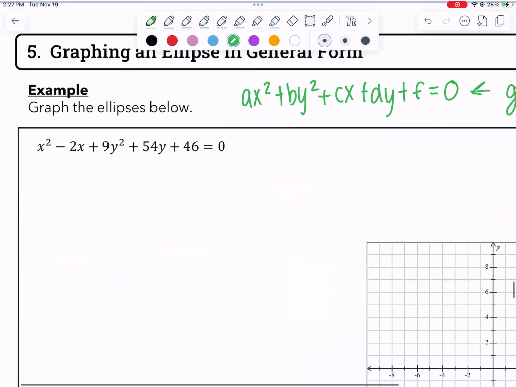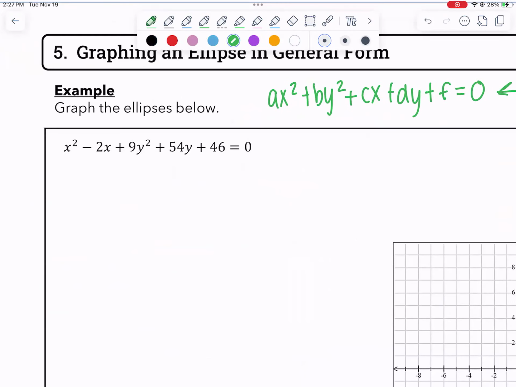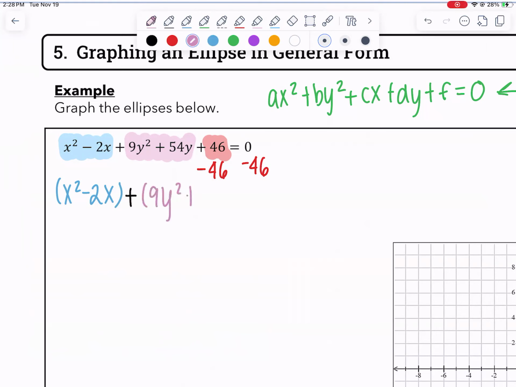All right. So when you're moving something into standard form from general form, you're going to be completing the square twice. You're going to want to group together the x terms and the y terms, and take the constant and move it to the other side. So minus 46, minus 46. So right now I have x squared minus 2x plus 9y squared plus 54y is equal to negative 46.